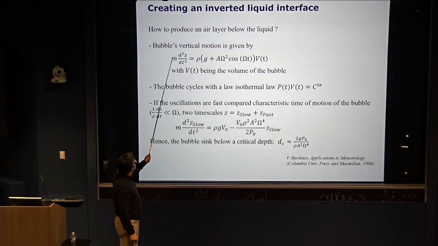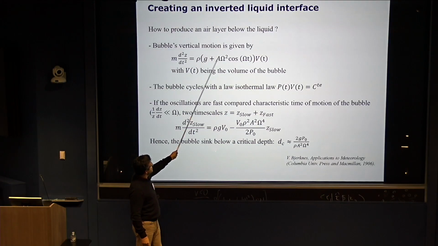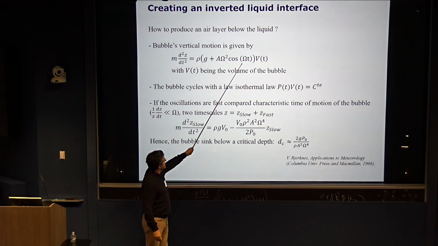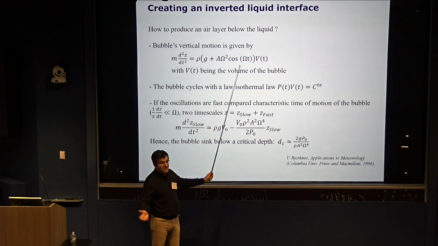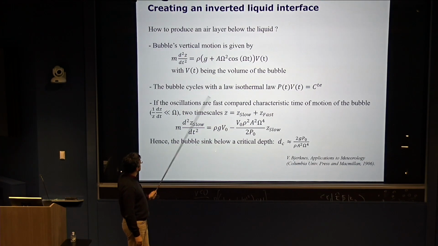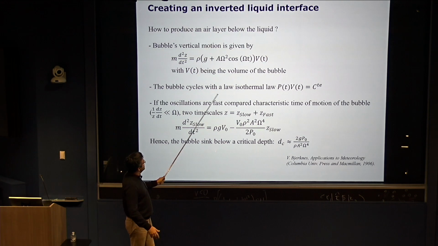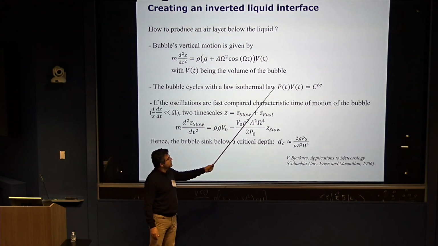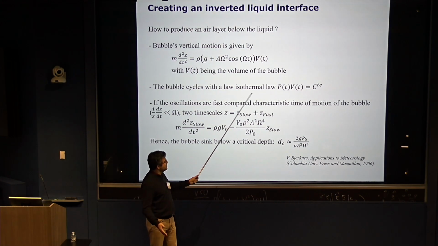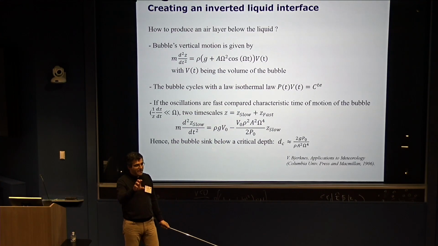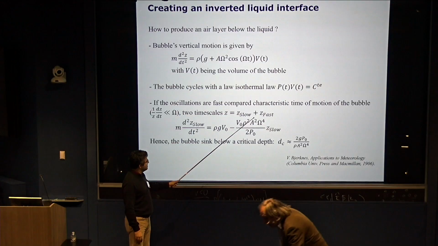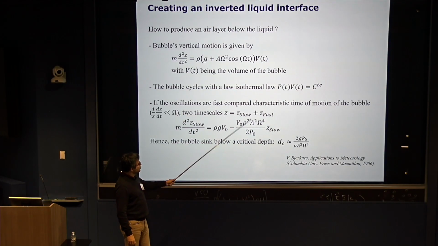So this is written for the mass of the bubble. Rho is for the water surrounding the bubble. And that's the force that applies to the bubble, and V is the volume of the bubble. If you think that, for instance, the volume and the pressure on the bubble follow an isothermal law, you've got this law. And if you do the same trick as usual, saying it vibrates at high speed, and you've got two time scales, then you can write this equation.